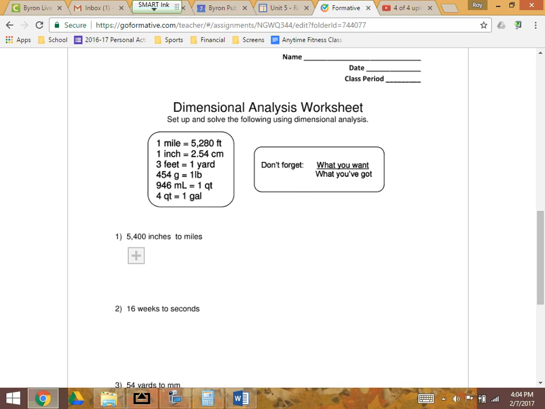So we'll look at the first one. 5,400 inches to miles. Now up here they tell us that we can go from miles to feet. We can go from feet to yards and things like that. So we do have some information. We have inches to centimeters, although I don't think we're going to need that one at all. So let's start working here.